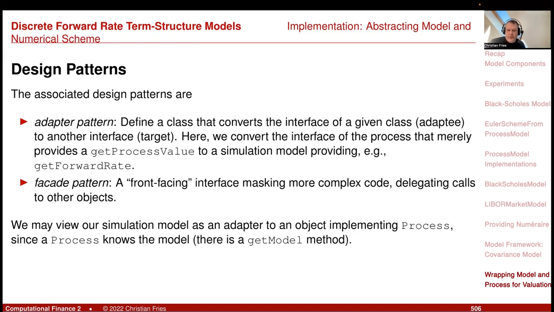So we have an interface as an input, and we just create some other methods delegating calls to the input interface, maybe just with a different name, or the facade pattern. So it's just a facade that we are creating. And it's more or less just the renaming of our get process value to get forward rate. It's kind of renaming.